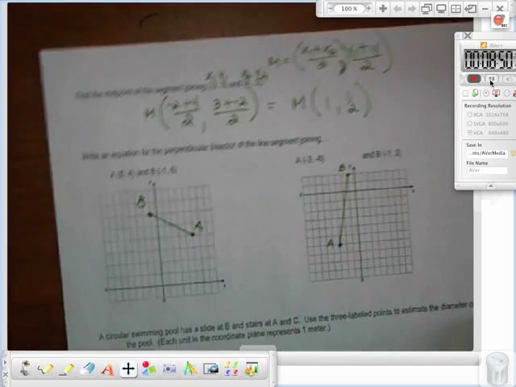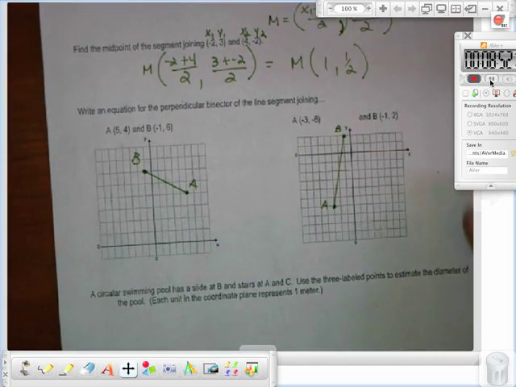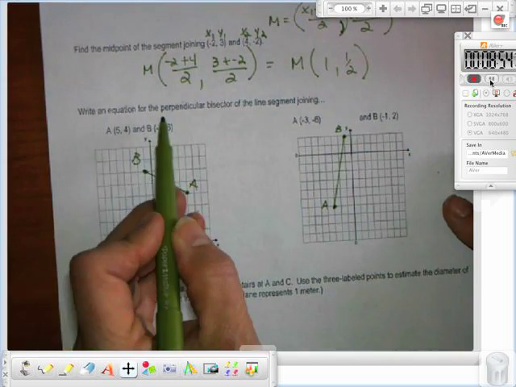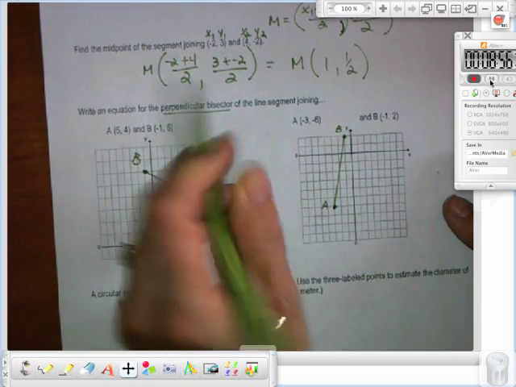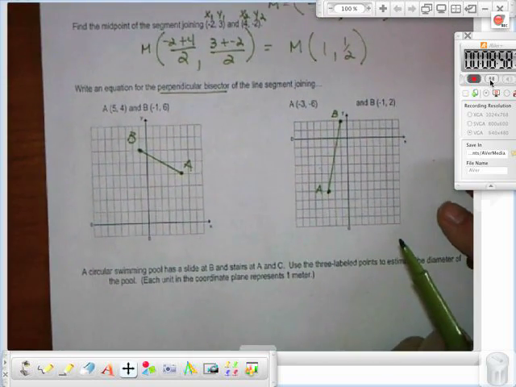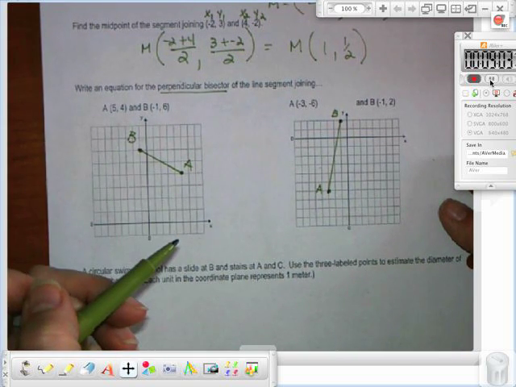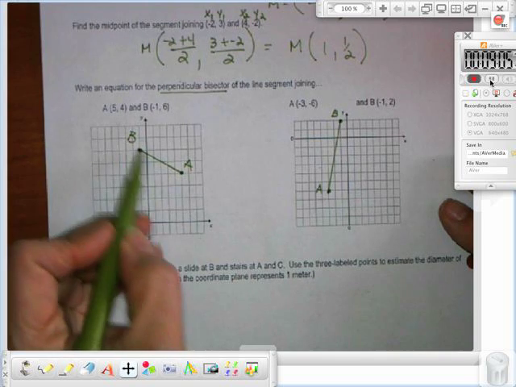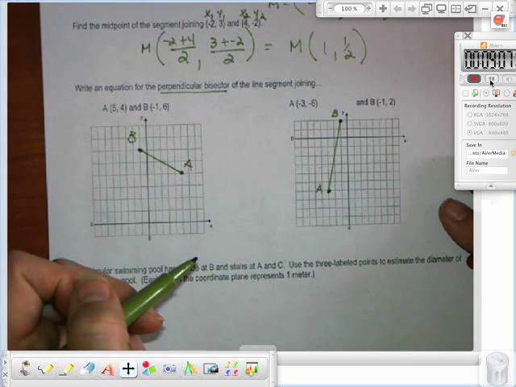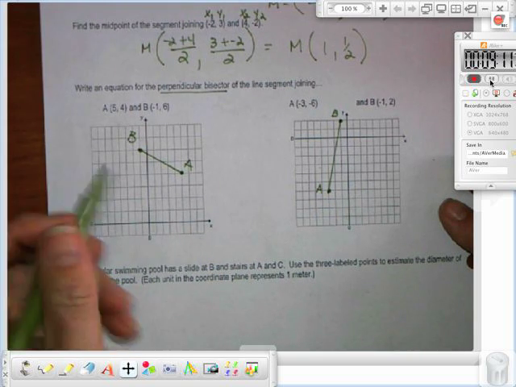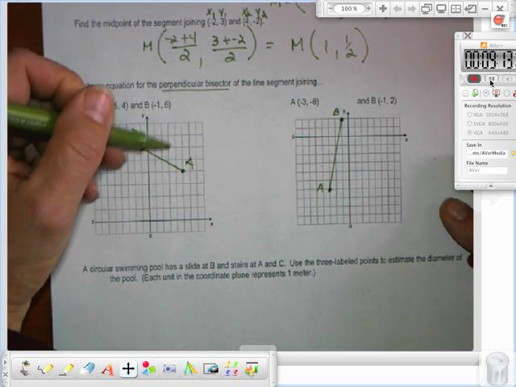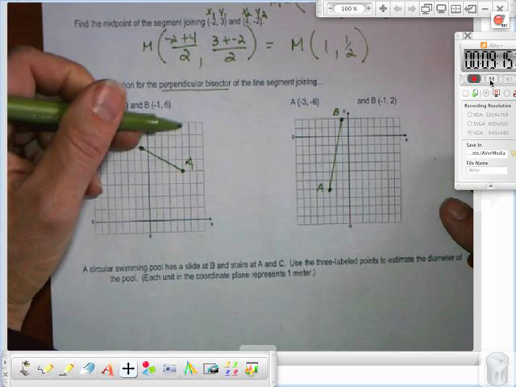But here's something else fun that you get to do. So it says write an equation for the perpendicular bisector. There's geometry. You thought you were done with that. Of the line segment joining A and B. So I went ahead and plotted A and B already. So you might want to take a second to do that. And what we need to do now is we need to find the perpendicular bisector. Now, the equation of that line.